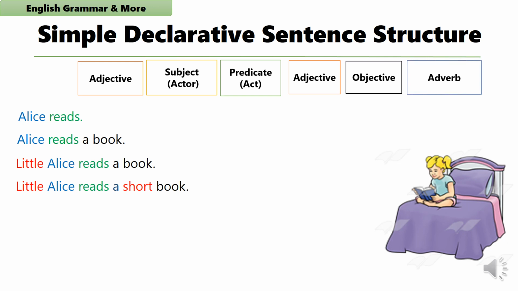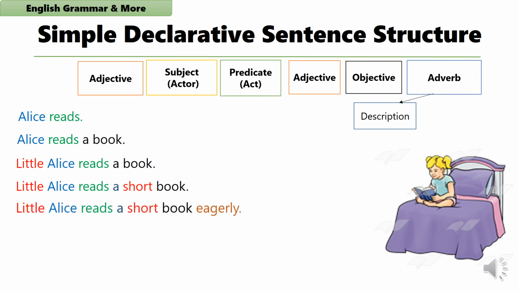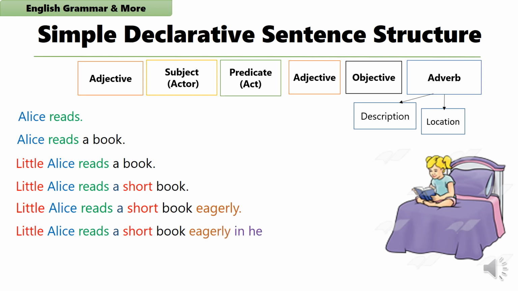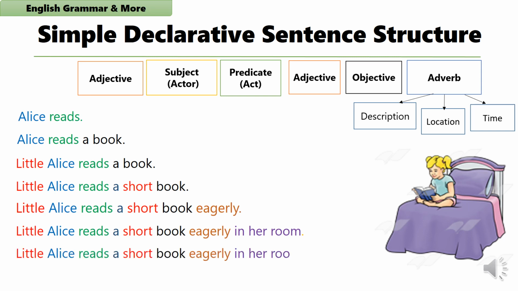Lastly, we may need to include an adverb to our sentence. An adverb will always come at the very end of a sentence. Adverbs can be of 3 types. They can either describe the verb, for example, little Alice reads a short book eagerly, or they can talk about location. For example, little Alice reads a short book eagerly in her room. And they can also talk about time. For example, little Alice reads a short book eagerly in her room every night.